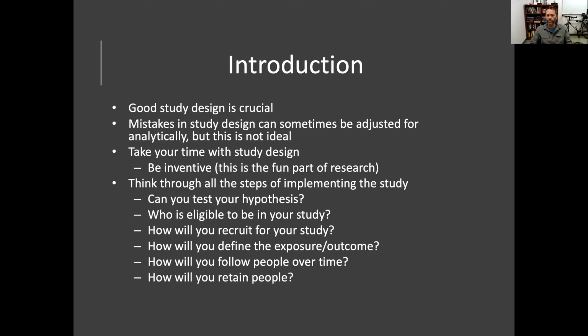Can you test your hypothesis? And then who's going to be eligible for the study? Practical things, like how are you going to recruit people to your study? How will you define the exposure and the outcome? How will you follow people over time? How will you retain people in your study?